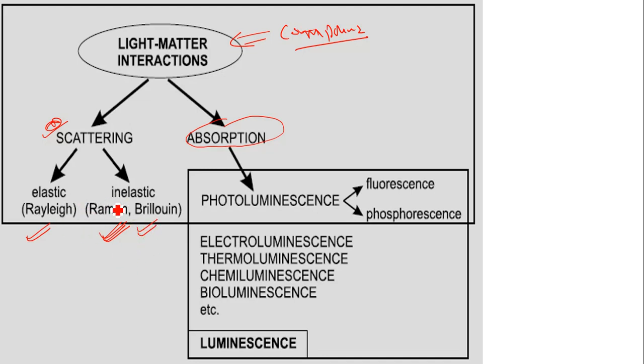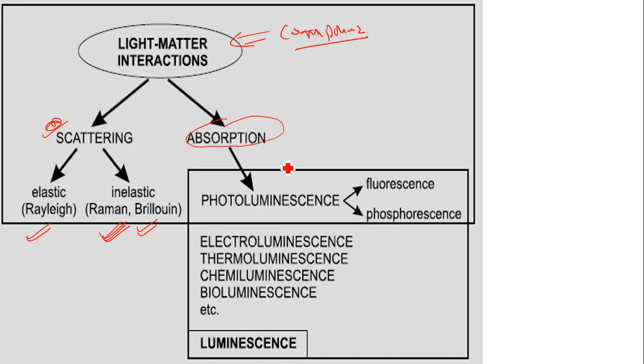So this is not in your syllabus, but you should know about light and matter interaction. If light and matter interact with each other, there are two possibilities. First one is scattering, and second one is absorbance. In scattering you will find a Rayleigh line from the elastic point of view, and if it is inelastic, then it is Raman or Brillouin lines. Okay, so now we are talking about absorbance. In absorbance we have studied UV spectroscopy.